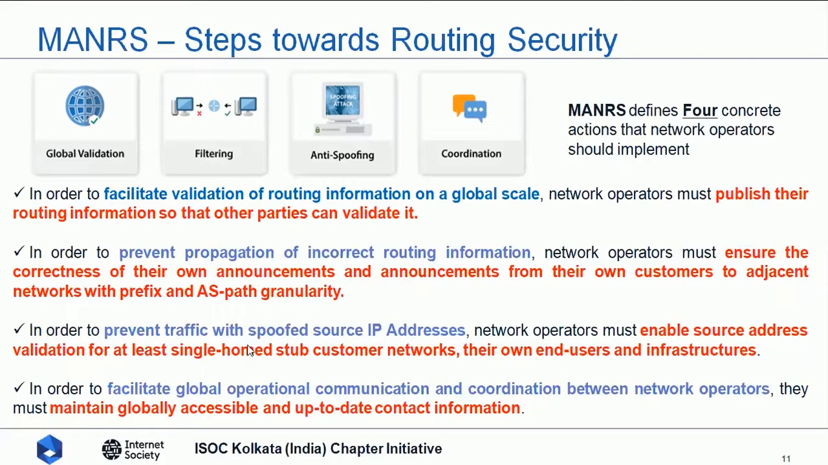Anti-spoofing: in order to prevent traffic with spoofed source IP addresses, network operators must enable source address validation for at least single-homed stub customer networks, their own end-user networks, and infrastructure. If you can do that, you are relatively safe. And because this is a globally connected system, coordination is very important. In order to facilitate global operational communications and coordination between network operators, they must maintain globally accessible and up-to-date contact information. Right? Again, it is boiling down to these four critical areas that you need to focus on, and MANRS emphasizes these four areas.